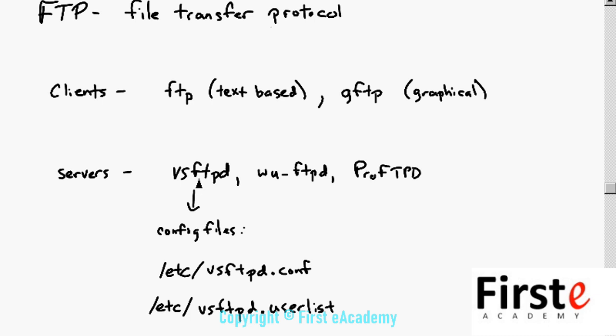The config files for VSFTPD are /etc/vsftpd.conf, and then there's also a file /etc/vsftpd.userlist. Now the configuration file, a setting in there is going to dictate how this file is used, and we'll talk about that when we go out to the Linux screen. So let's go out to the Linux screen, let's look at some clients, and then we'll look at how to set up an FTP server using VSFTPD.